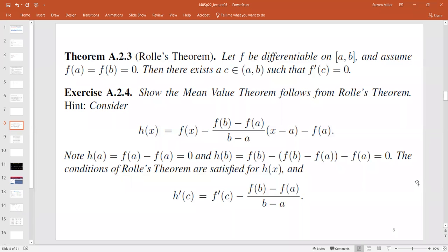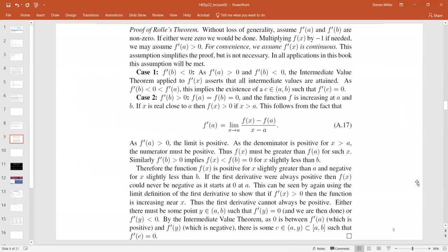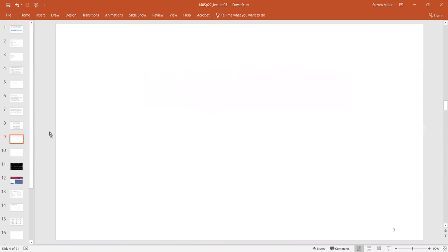This is the more rigorous proof. I'm going to just have it flash up here just for a moment, just so that it's been seen, but I'm going to really, for the most part, skip that. Instead, I'm going to just talk to you about the proof.